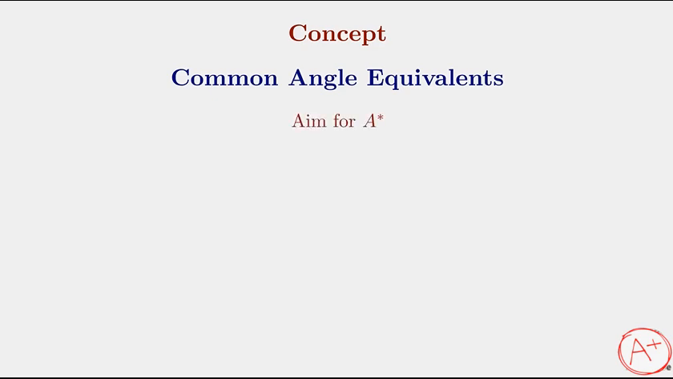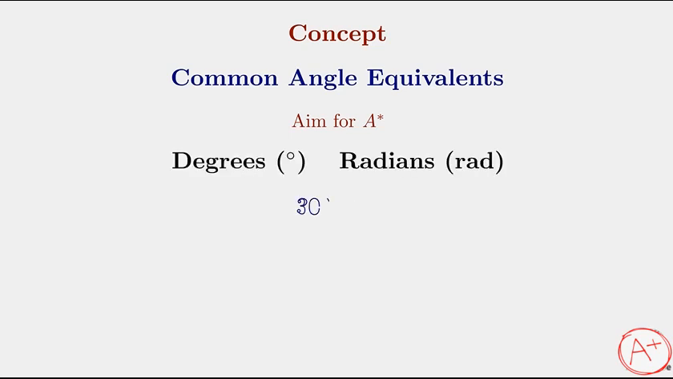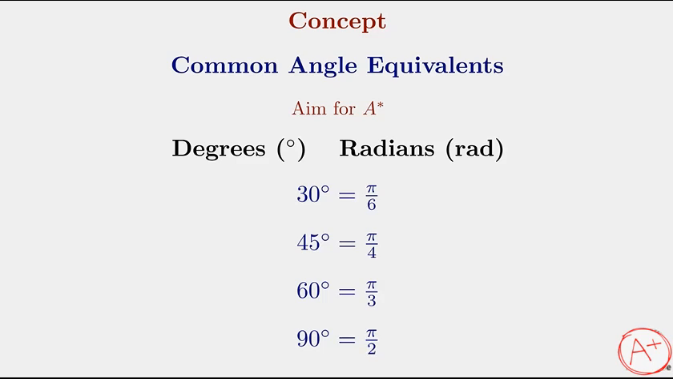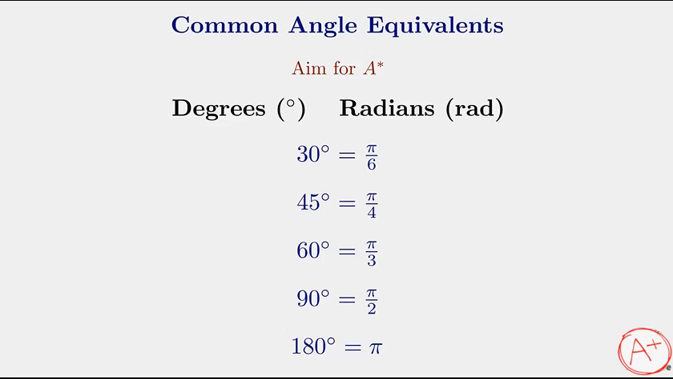Let's focus on a key concept, the common angle equivalence. In A-level mathematics, fluency with exact values is a hallmark of an A-star student. You should be able to recognize these standard angles immediately without reaching for your calculator. Let's look at the standard conversions. 30 degrees is pi over 6, 45 degrees is pi over 4, 60 degrees is pi over 3, 90 degrees is pi over 2, 180 degrees is pi, 270 degrees is 3 pi over 2, and finally, 360 degrees is 2 pi.